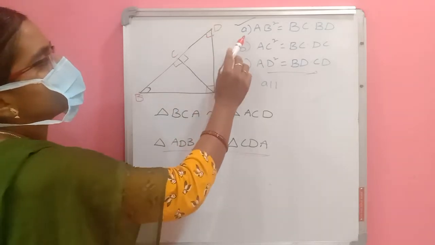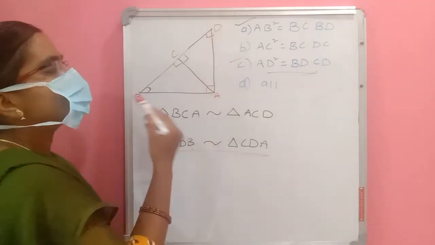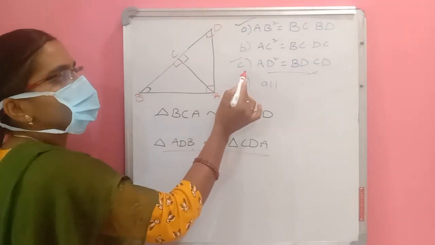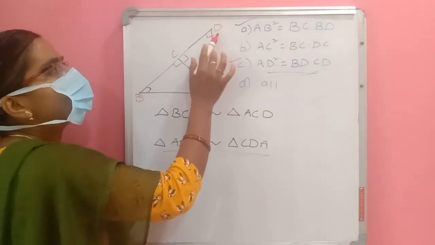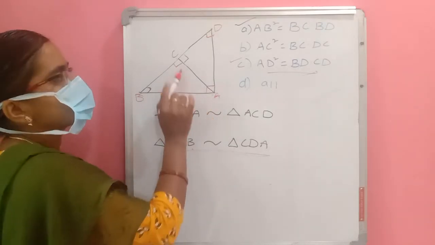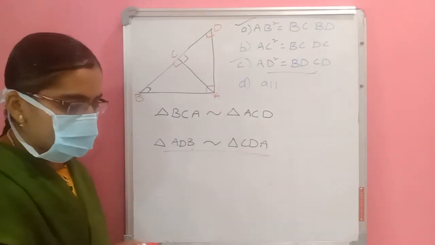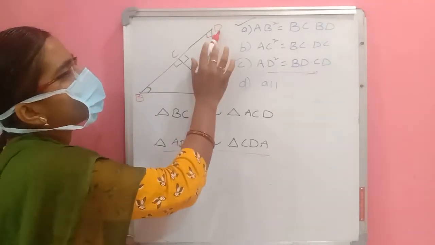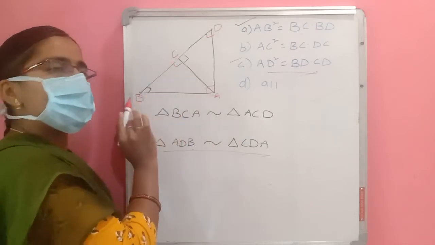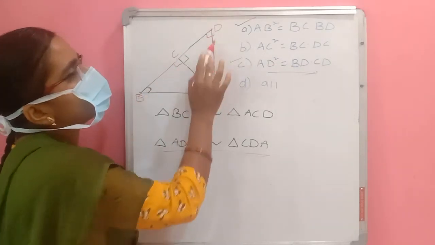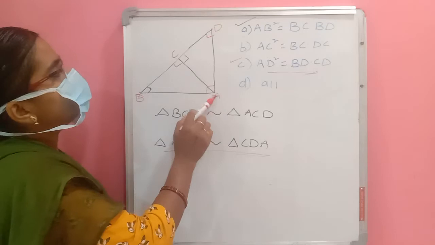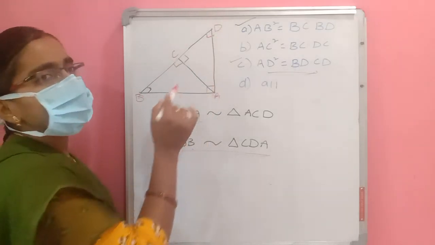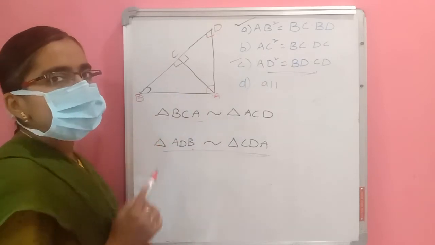So, from the first option A, we get triangle BAD is similar with triangle BAC. And from the third, this C, we get triangle BAD is similar with triangle CAD. So this BAD triangle is similar with BAC and BAD triangle is similar with CAD. Then automatically BCA triangle is also similar with triangle ACD.